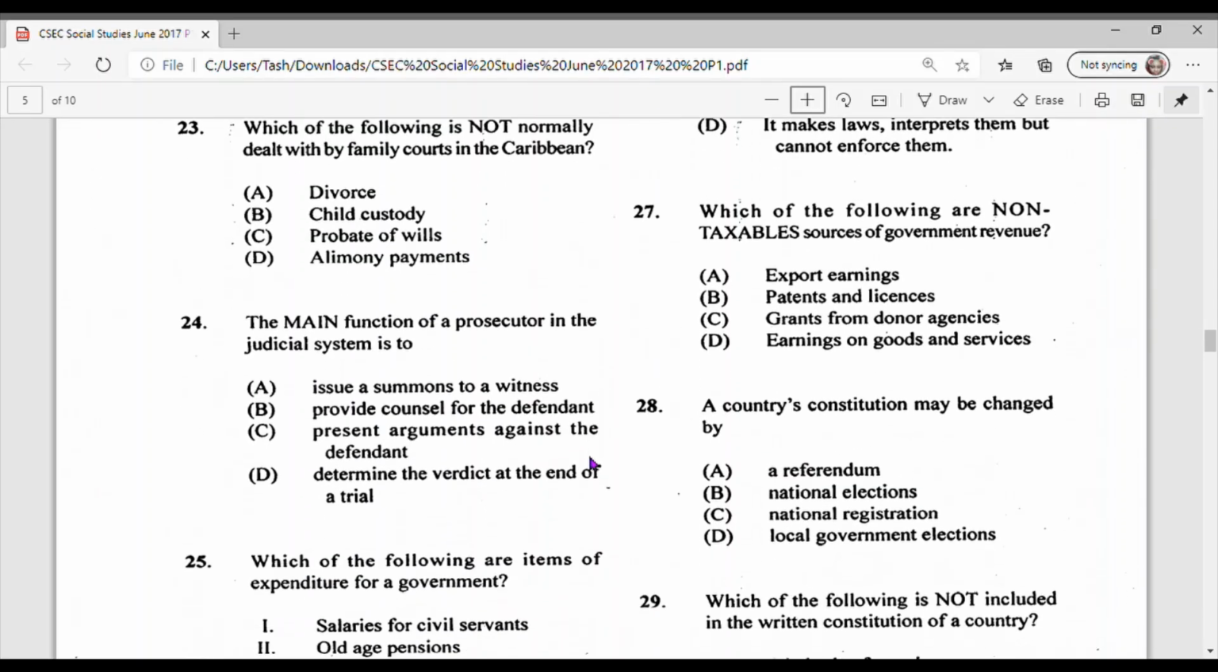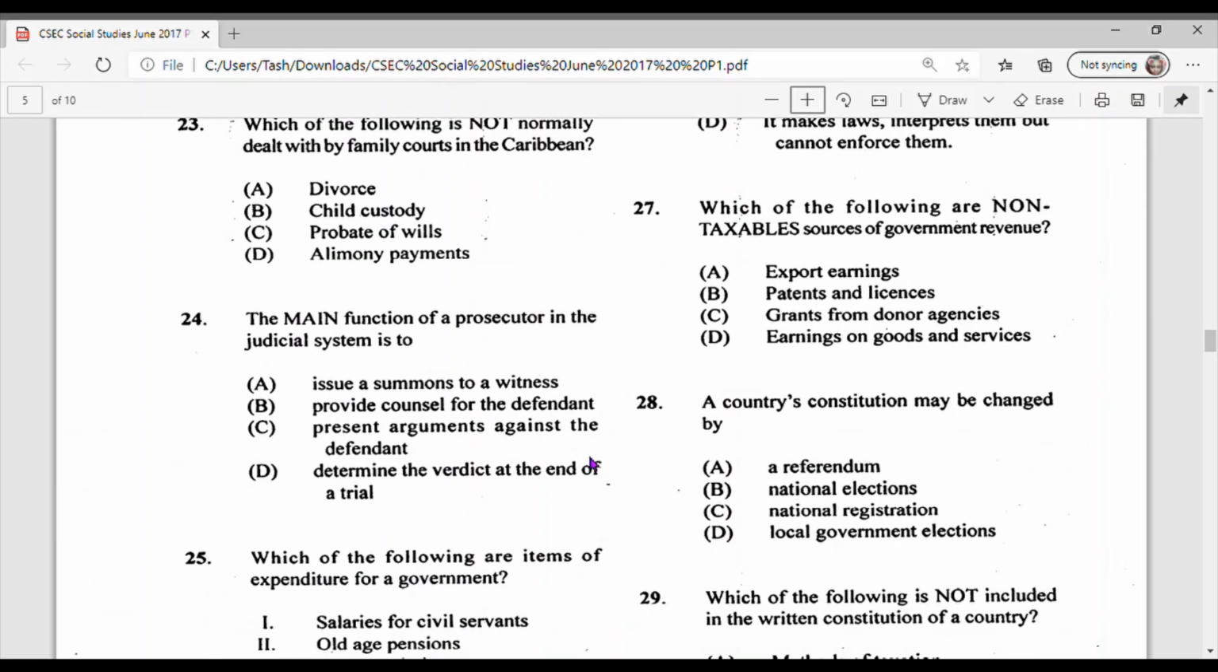24. The main function of a prosecutor in the judicial system is to A, issue a summons to a witness, B, provide counsel for the defendant, C, present arguments against the defendant, D, determine the verdict at the end of the trial. So the prosecutor is the person who is presenting the arguments against the defendant. That is the person who is speaking up to say why it is that you need to be put in jail. So your answer for number 24 would have been letter C.